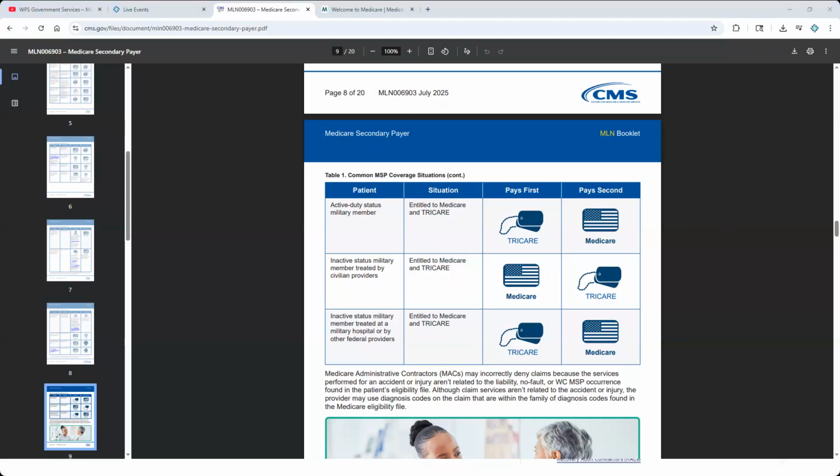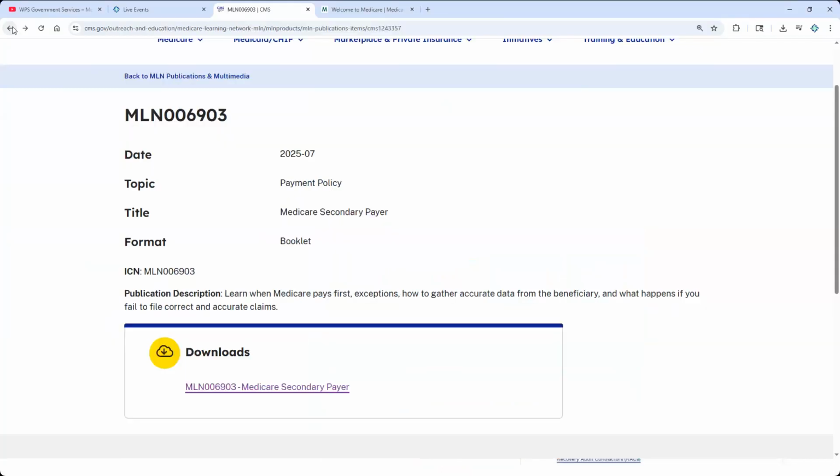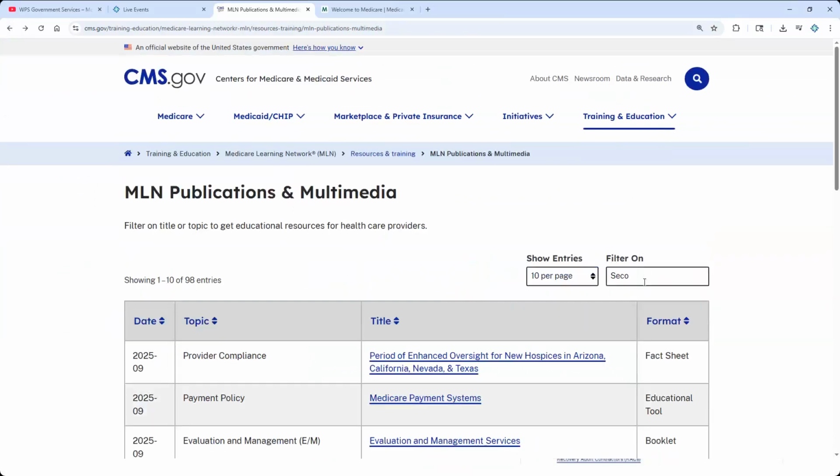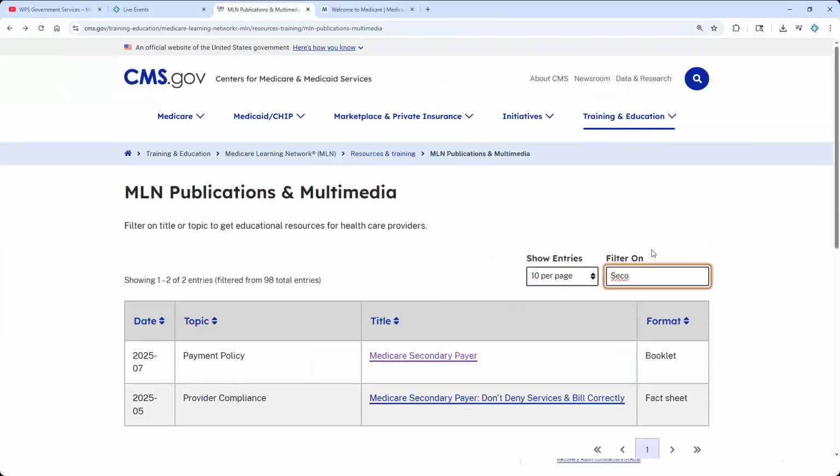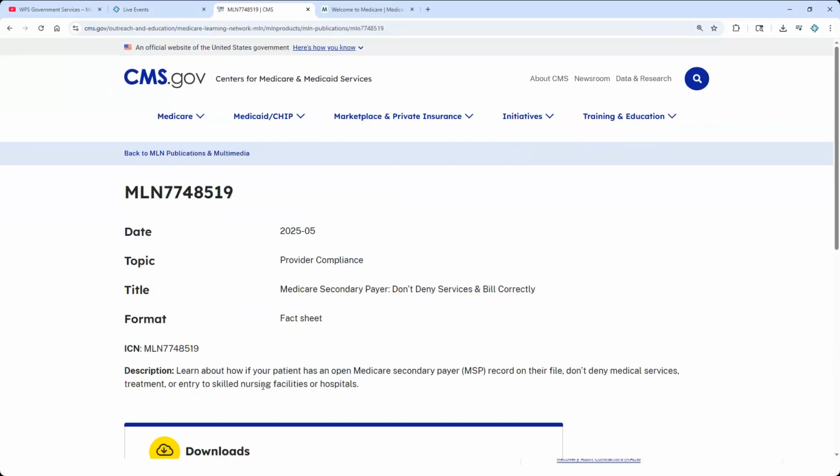All right, the next one, just because it's here, because I already brought it up, is if I put secondary here, you'll see that there's a fact sheet. And so just FYI, there's different fact sheets available. This is one that is available from the Center for Medicare and Medicaid Services, CMS. This fact sheet just talks about a situation that has been arising.